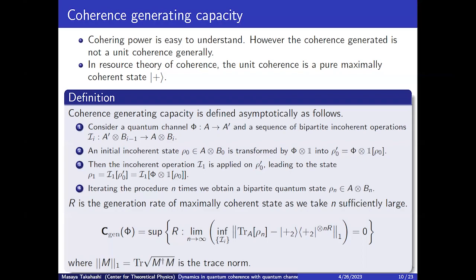After many rounds, we would get a system state which is closer to the pure maximally coherent state. Then, in terms of fidelity, that amount is given by this equation. Actually, this is quite difficult to evaluate.